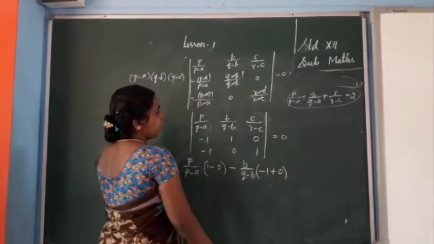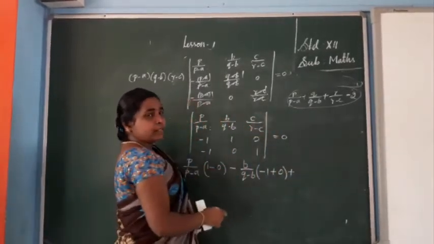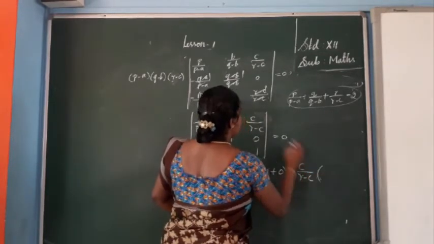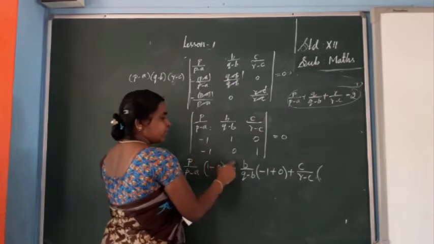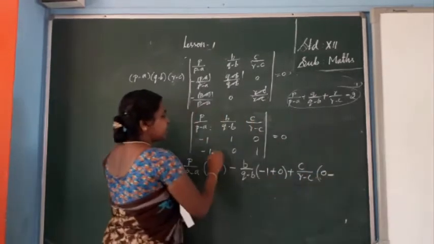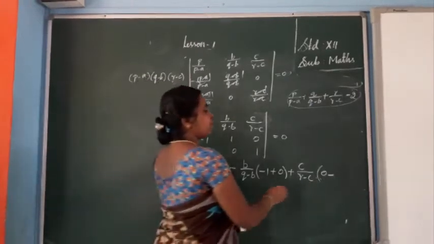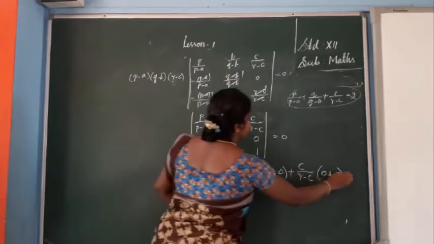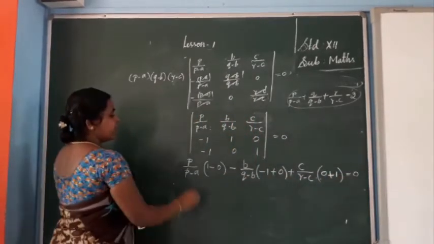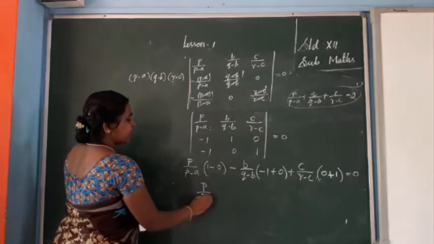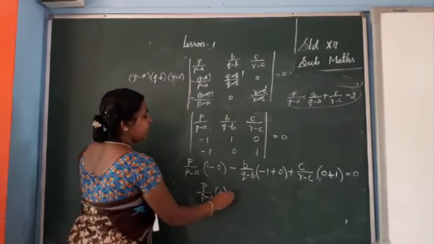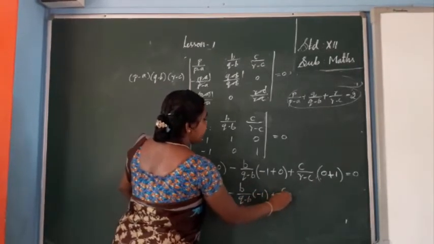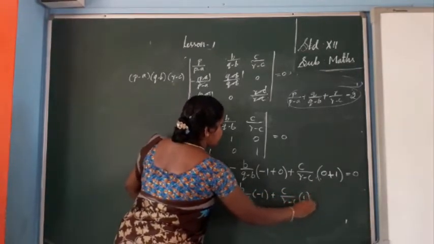Okay. Next one. Plus third element is c by r minus c. So c by r minus c into, you leave the first row, third column. Minus 1 into 0 is 0. That's minus 1 into 1 is minus 1. So plus 1. Okay. Next equal to 0. Don't forget to write equal to 0. Okay. Next p by p minus a into 1 minus 0 is 1. Minus b by q minus b into minus 1. Plus c by r minus c into 1 equal to 0.